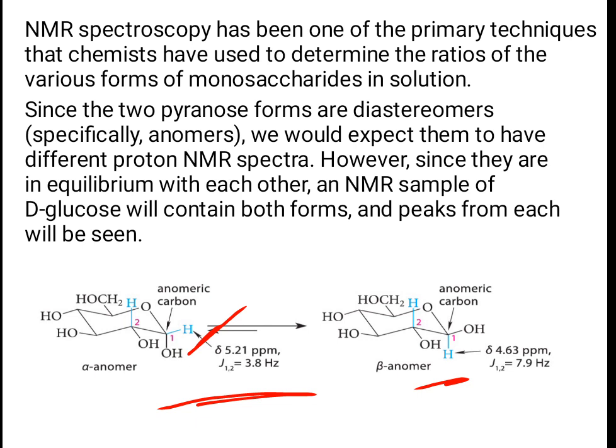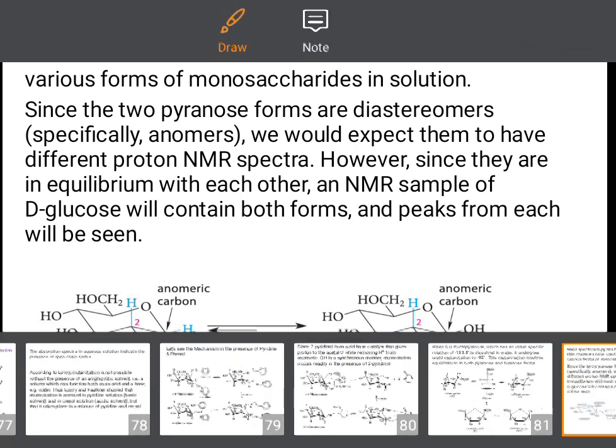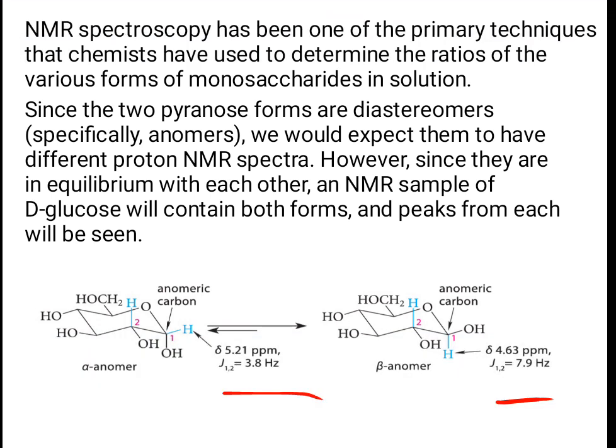The J here, J is the coupling constant, the coupling between this 1H and the 2H. The coupling constant is greater for the beta anomer. In case of beta anomer, the coupling constant has the value 7.9 Hz, whereas the alpha anomer has the value 3.8 Hz. So try to remember all this in case of mutual rotation.